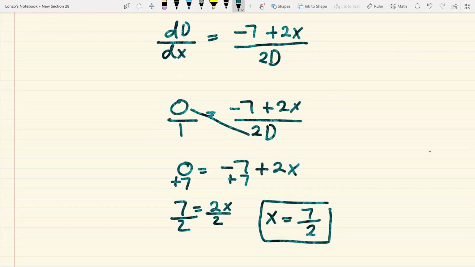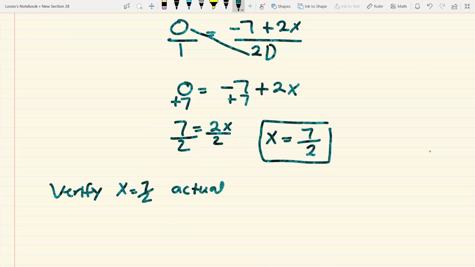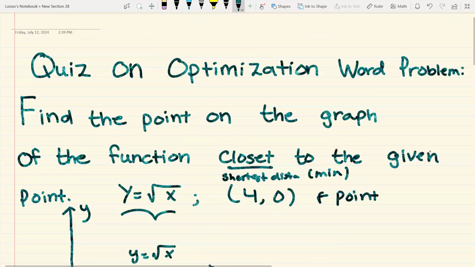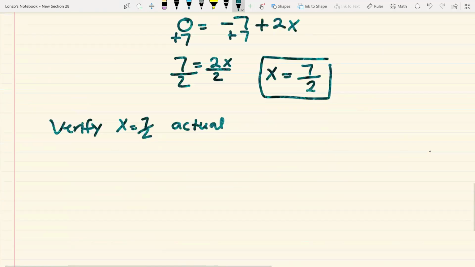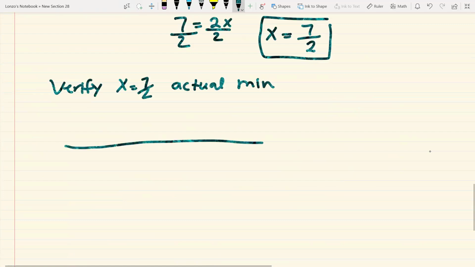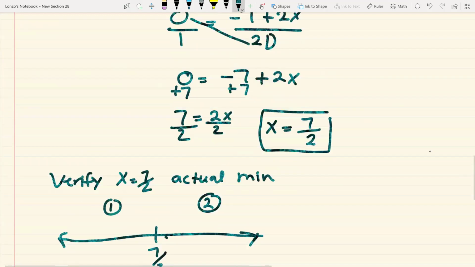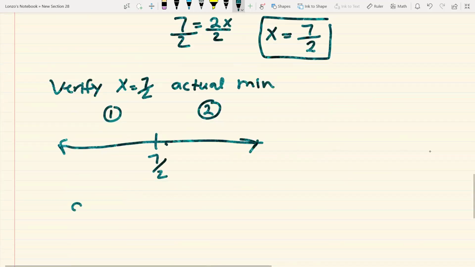We got to verify that x equals 7/2 is an actual minimum, right? We want to find the closest, so we got to find the minimum. We got to verify this is an actual minimum. So what you could do is use your test point method, put 7/2 right in the middle, and then test a region left of 7/2 and a region right of 7/2. You're going to put it in your dd over dx function.